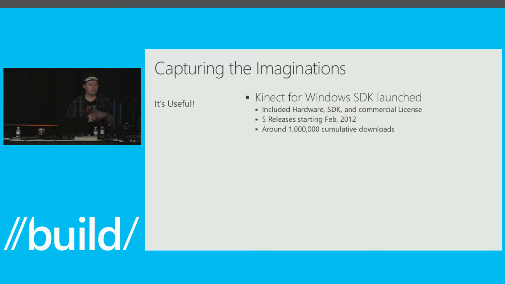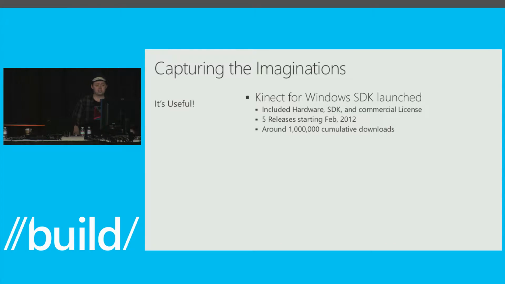So we launched the Kinect for Windows SDK. It included hardware that was actually built to plug into a Windows machine as opposed to built to plug into an Xbox, a full SDK to give access to all of the software capabilities that we'd exposed into Xbox, and a full commercial license so that you could do absolutely anything with it that you want.